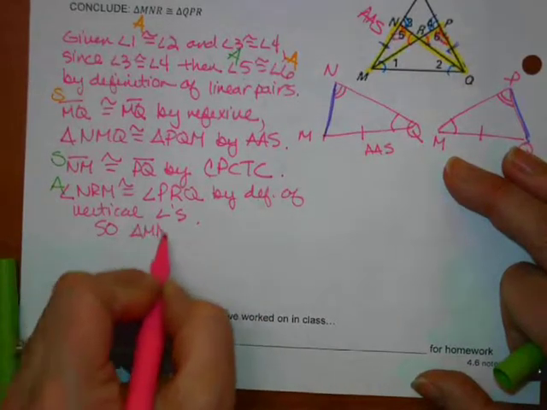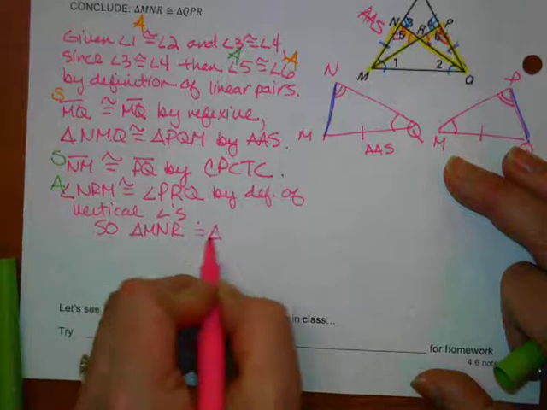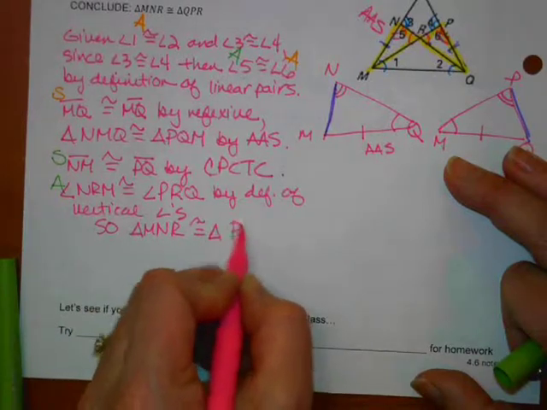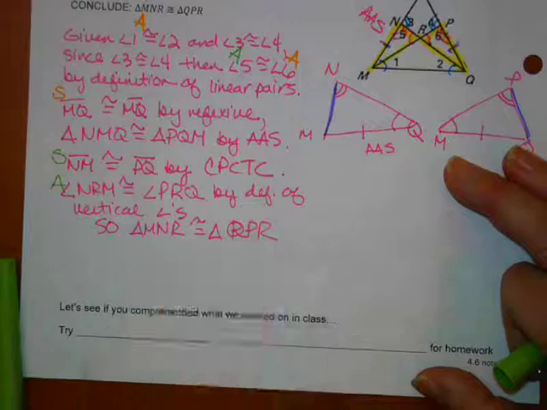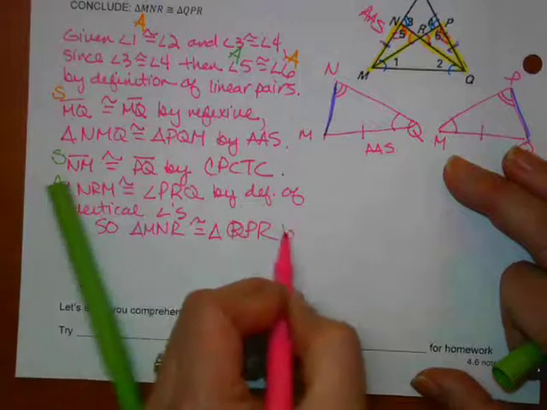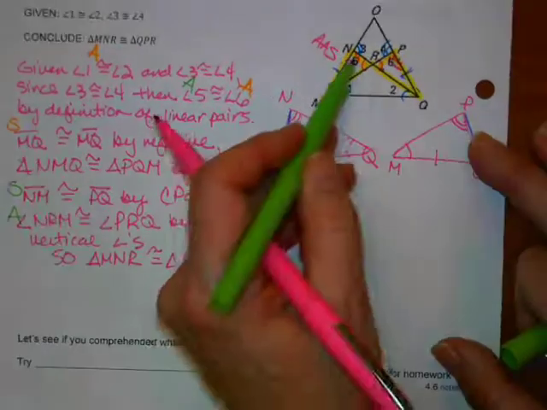Triangle MNR is congruent to triangle QPR by angle, side.